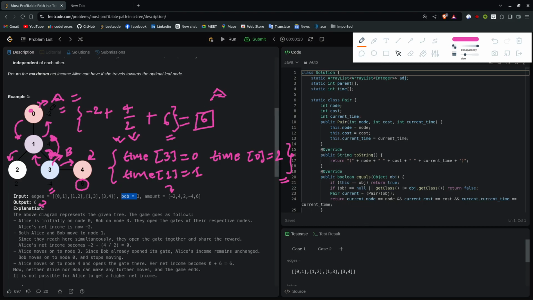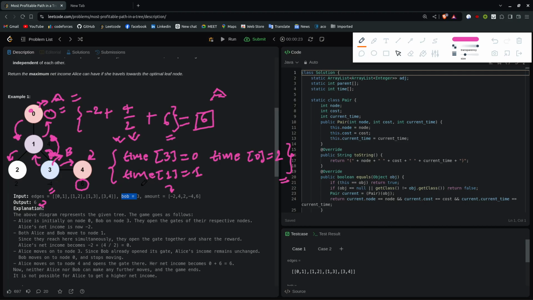So whatever amount is mentioned at that particular node, we do not need to share anything. Instead, the whole amount will be added to the answer for Alice, right? And then again Alice has only one option, to move to node number 1. So Alice goes to node number 1 and sees that Alice will reach node 1 at time equals 1.